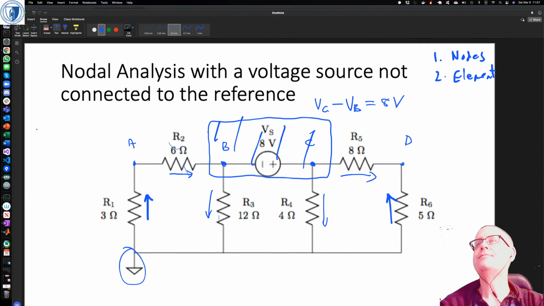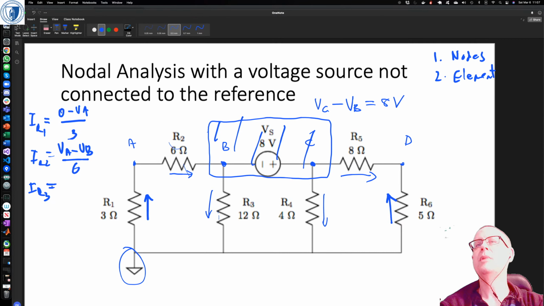Okay, so then IR1 is equal to 0 minus VA on 3. IR2 is equal to VA minus VB because of the direction I've chosen on 6. IR3, again because of the direction I've chosen, is going to be just VB on 12. IR4 is going to be VC on 4.